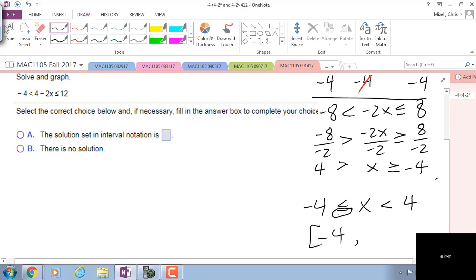-4 is included in the solution set because of that or equal to bar, so we indicate that with the bracket. And then the 4, since the 4 is not included with the strict inequality, it doesn't have the or equal to bar, that one is just a plain parenthesis. So hopefully MyMathLab will be good with this. Call this a half-open interval. I suppose depending on your outlook on things, you could think of it as a half-closed interval, but half-open is typically the way we describe this. So here goes.